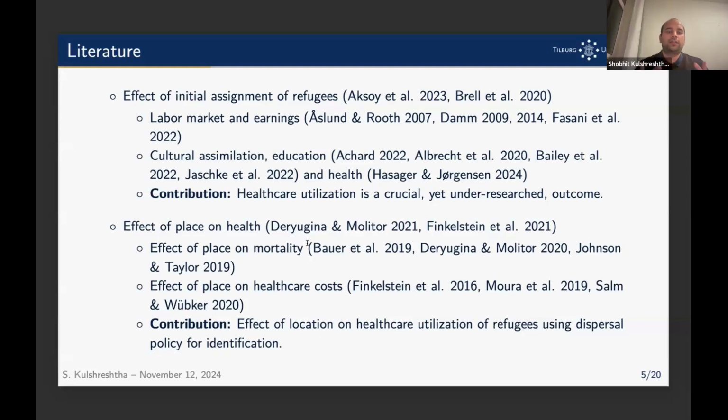So I hope that I've answered why I am looking at location, mainly because I want to contribute to this literature, which basically struggles a lot. They make some very strong assumptions in order to explain how location is affecting health. And I think my identification strategy does a good job in that regard.